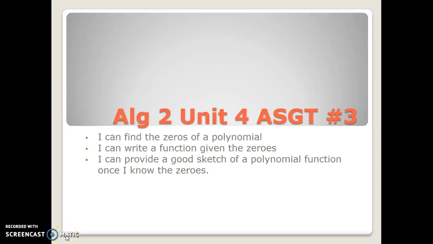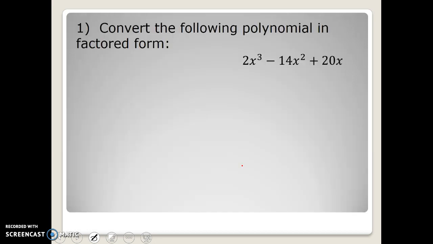All right, so now we're going to keep extending the idea of polynomials here in assignment number 3. We're going to look specifically at the zeros of polynomial functions and how those zeros can be used to help us sketch a graph of those polynomial functions, and then also how we can go from the zeros to actually write equations. So let's go ahead and get started.